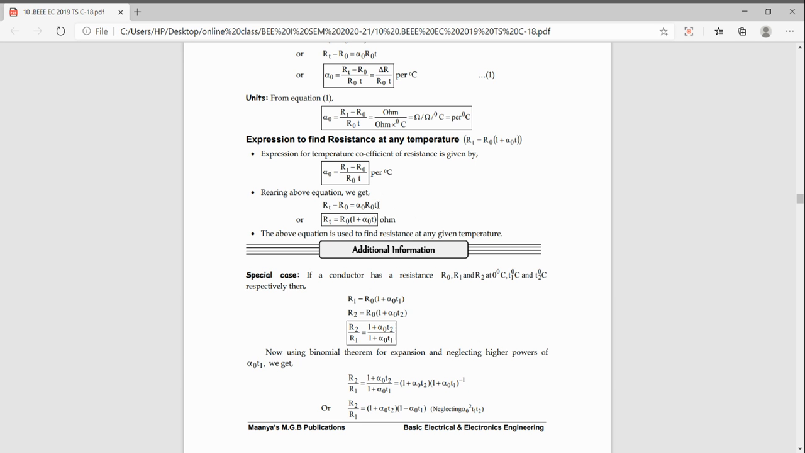So what will it become? RT is equal to alpha naught into R naught into T plus R naught. We take R naught common, so R naught into 1 plus alpha naught into T. So the formula to find the resistance at any given temperature is RT equal to R naught into 1 plus alpha naught into T ohms.